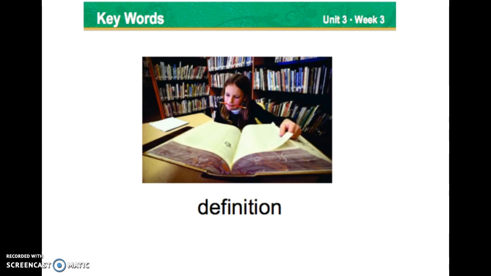Check over your words, make sure you have them all written down, and then you may go grab this week's vocabulary sheet.